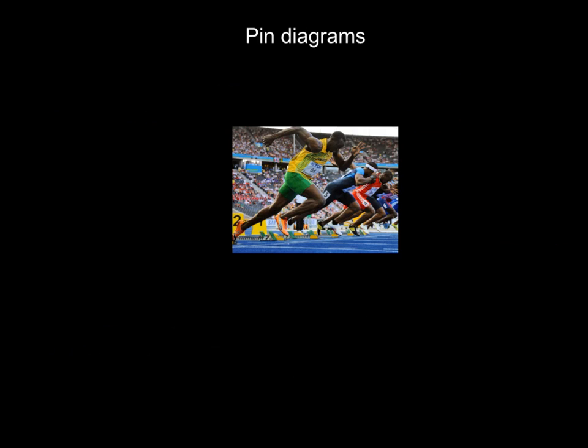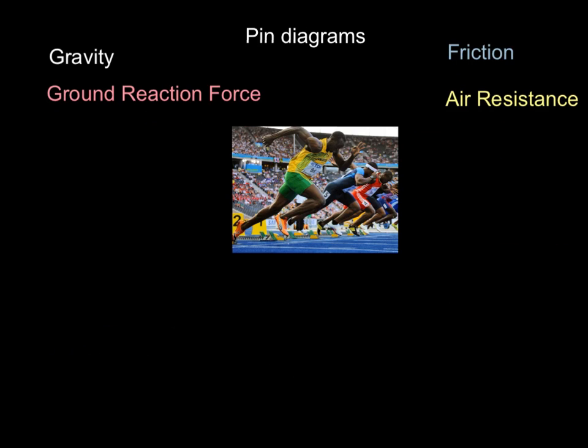There are 4 forces that can act on a person when they are moving at any one moment in time, and that is them there. So we've got gravity, we've got a ground reaction force, we've got friction, and we've got air resistance. These forces are acting on us all day, every day.